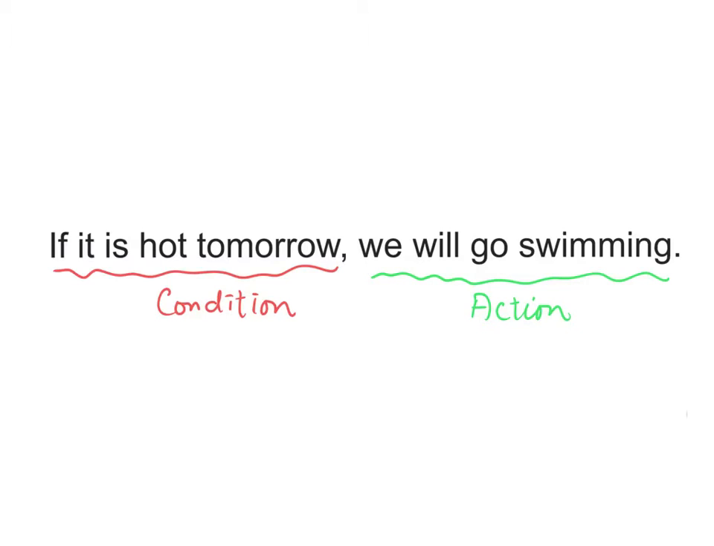And for the first part of the conditional sentence, if you see the if, this is called the if clause. And the part without the if, where you see the action, we call it the main clause.